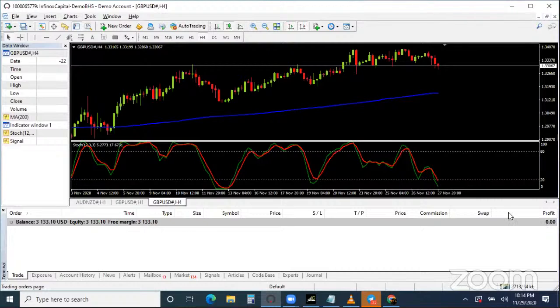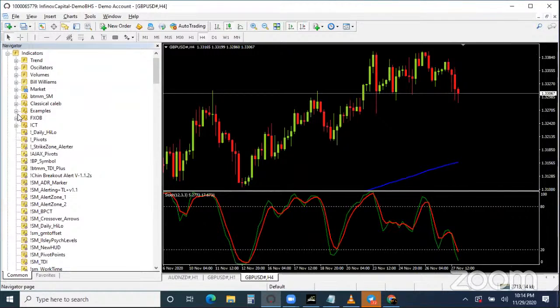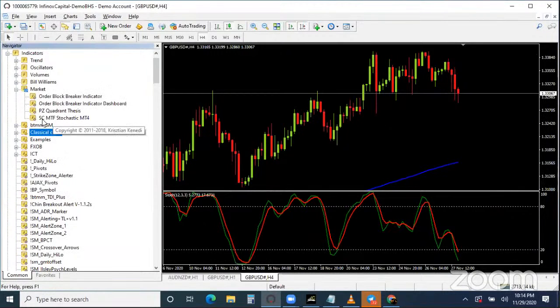Now there'll be a search button somewhere near the profit sign column here. There'll be a search button there. This is what you type in the search button, right? So I have downloaded some things from the market, and here they are. So you will see this: SCMTF. Just type SCMTF. It will bring out SCMTF stochastic.